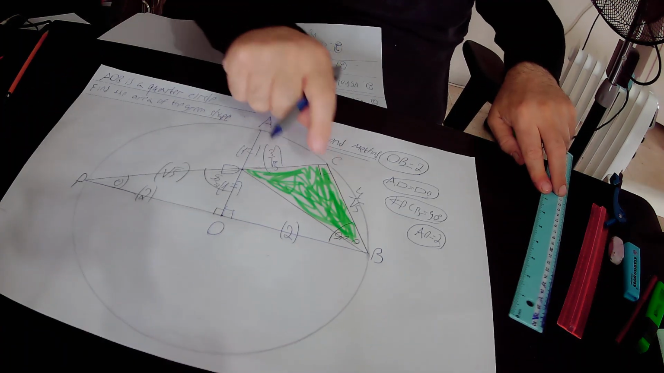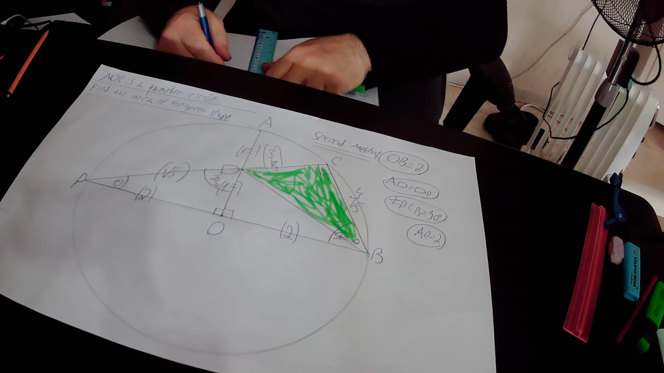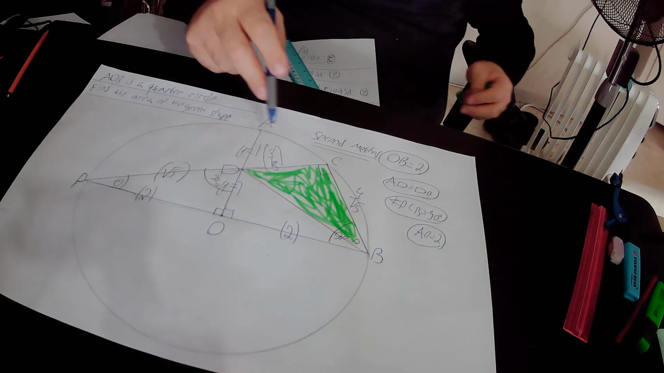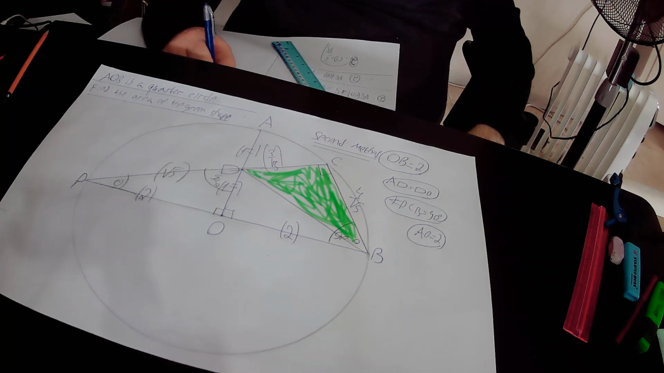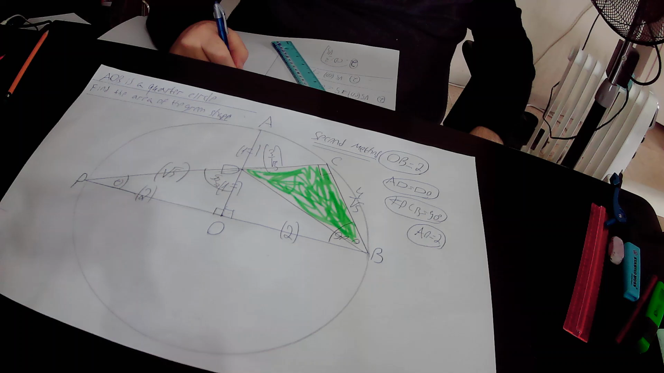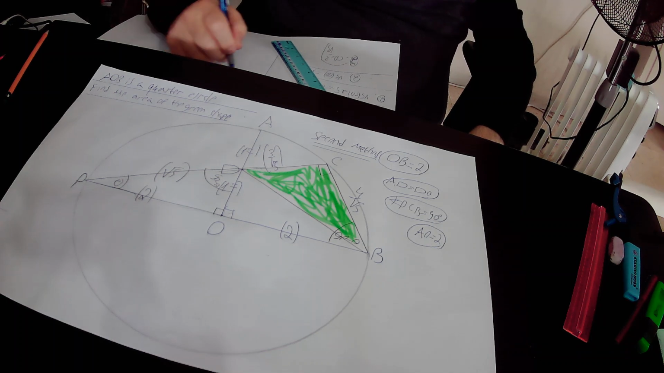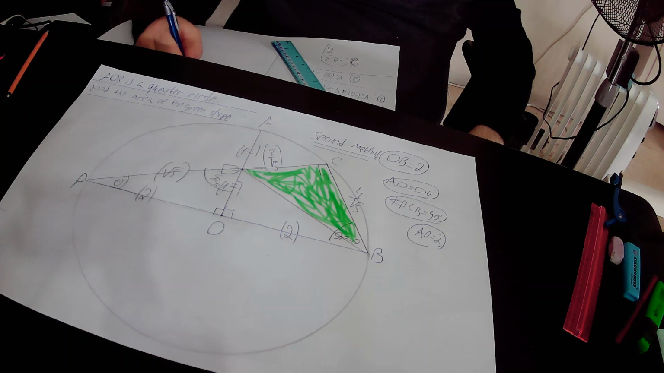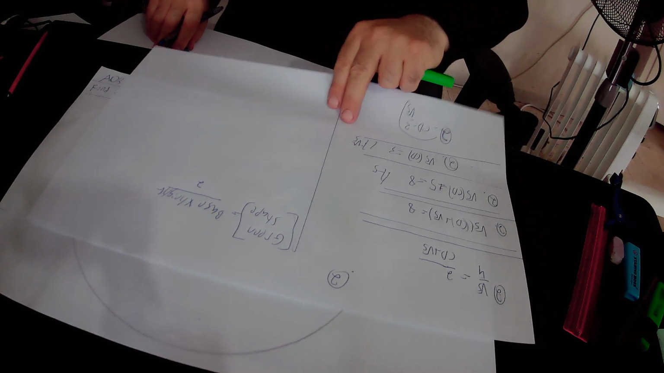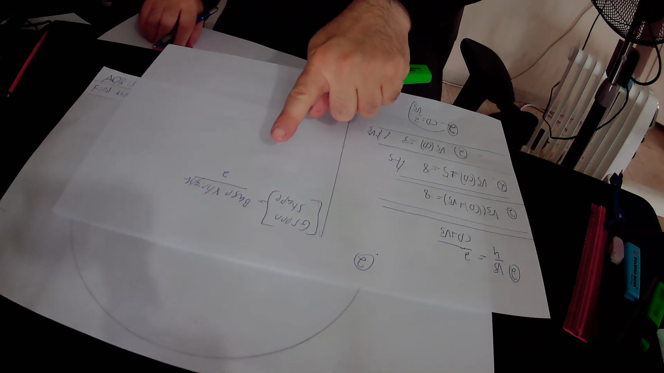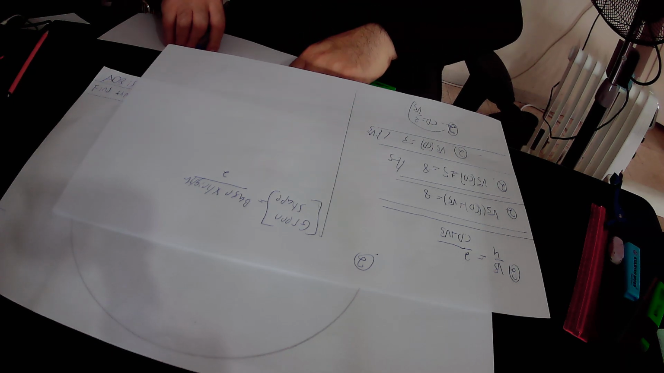Our mission is to find out the area of this green shape. I repeat again that the green shape is actually the right green triangle DCB. Therefore, the area of the green shape equals the area of the right green triangle DCB, and the area of any triangle equals the base of the triangle times the height to the base over 2.